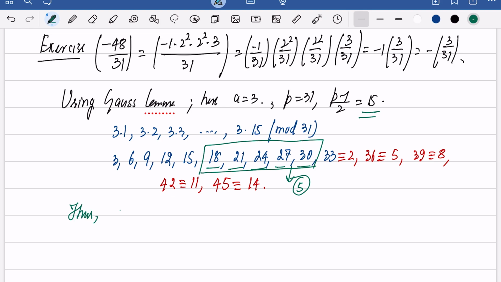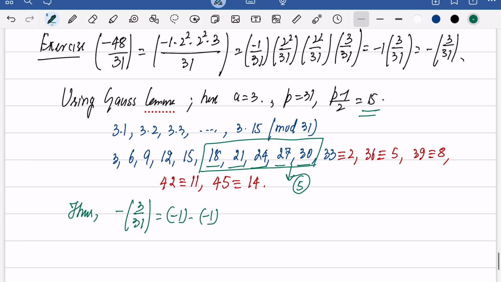So thus, minus 3 divided by 31 is equal to minus 1 times 3 by 31, which is minus 1 power 5. So it is minus 1 into minus 1, this is equal to plus 1. That means minus 3 is a quadratic residue of 31.